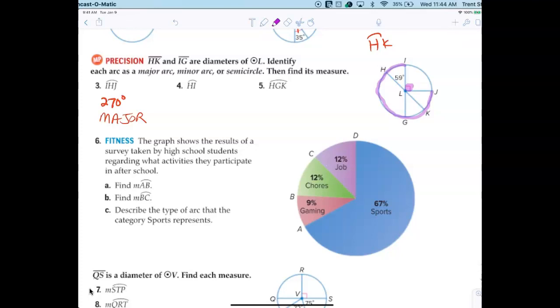Now, HI obviously is what? 59 degrees. And that's what? Minor. 59 degrees minor. Now let's do HGK. That is how much? 180 degrees, I believe, right? And that's called a semicircle, right? Pretty easy. I agree with you. Totally simple.